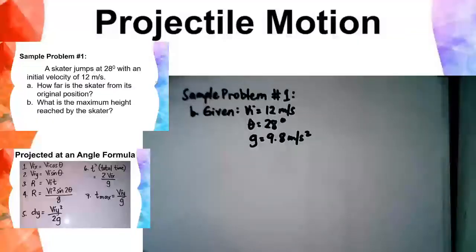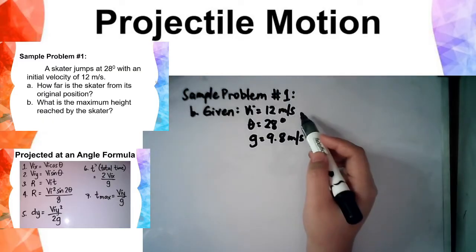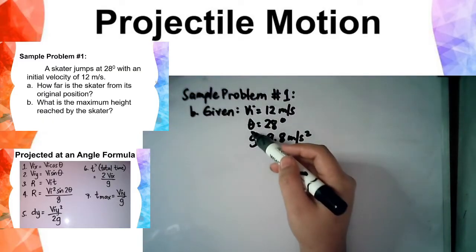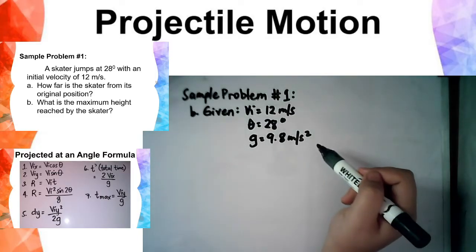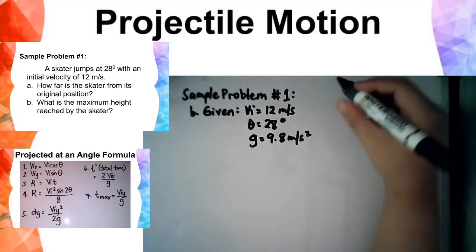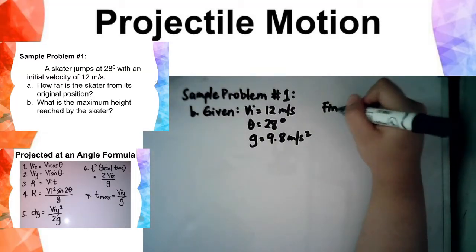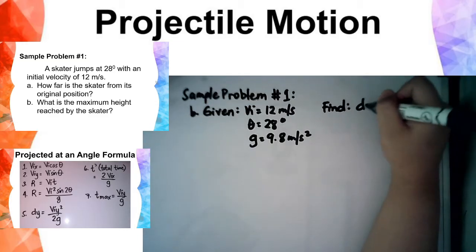We are still at sample problem number 1. So, now, we will be answering letter B. What is the maximum height reached by the skater? Since pareho lang naman siya ng given with letter A. So, we have the initial velocity, 12 meter per second, the theta or the angle, 28 degrees, and the gravity or the acceleration due to gravity, which is 9.8 meter per second squared. Okay? Now, for letter B, we need to find for the height or the dy.